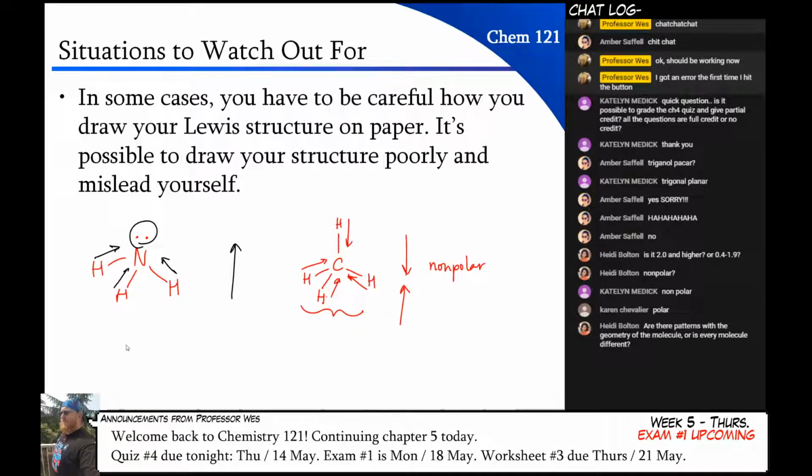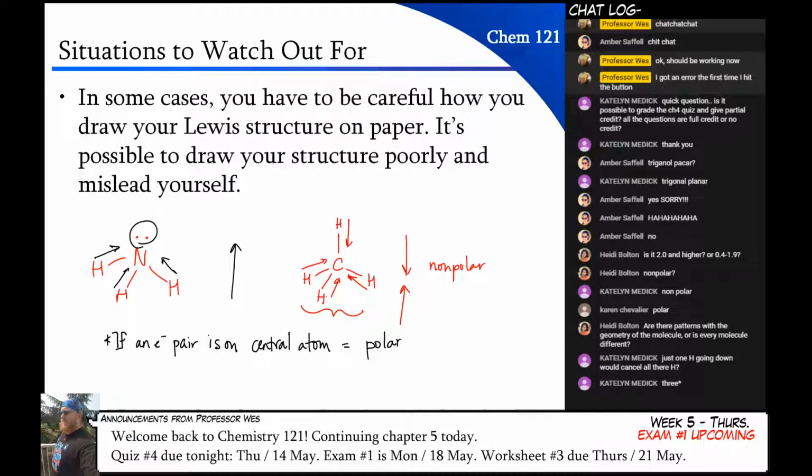But we do have some summary rules that we can make. And so that is, if an electron pair is on the central atom, then what ends up happening is that we lose the symmetry for our molecule, and the result will end up being polar.